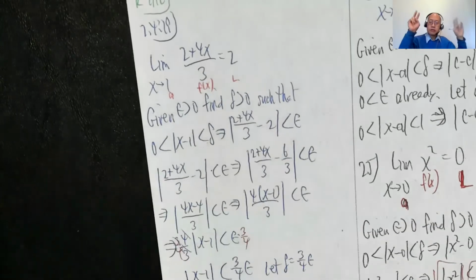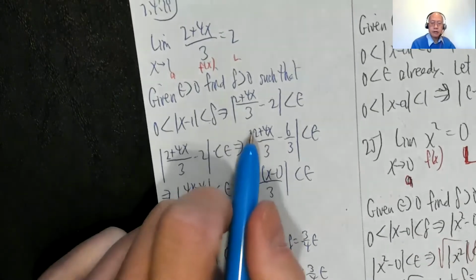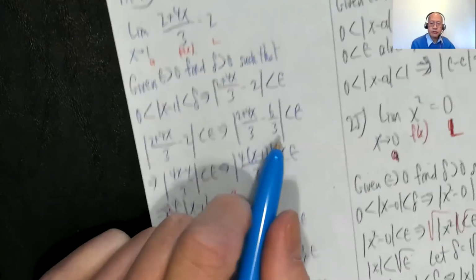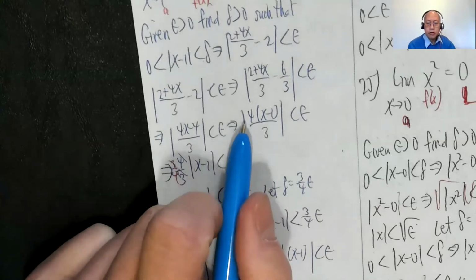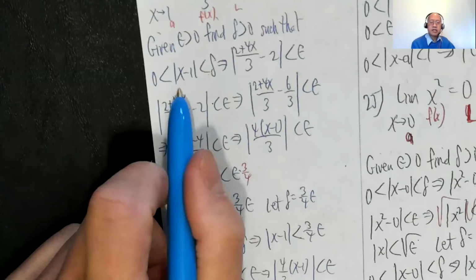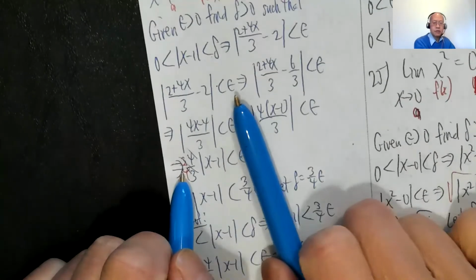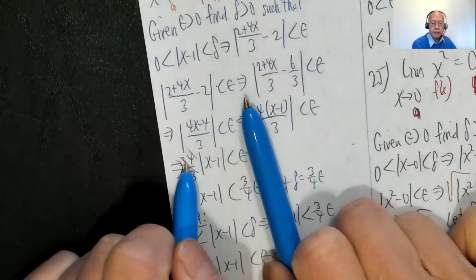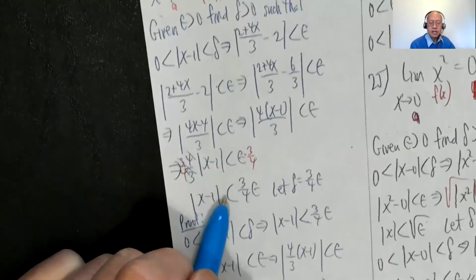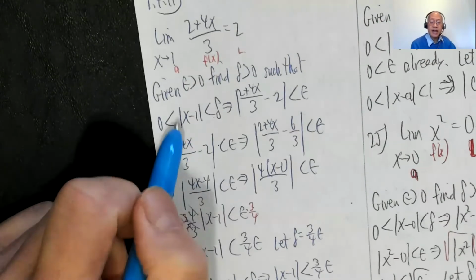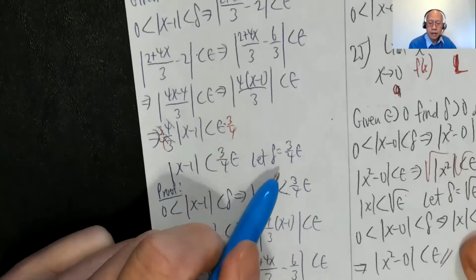Okay, scratch work, so to speak. Start off with this. I get a common denominator: 2 plus 4x over 3 minus 6 over 3. Combine, giving me 4x minus 4 over 3. Factor out the 4: 4 times x minus 1 over 3. And I want just the x minus 1, so I factor outside the 4/3. So 4/3 times absolute value of x minus 1 is less than epsilon. How do I get rid of 4/3? Multiply both sides by 3/4. So absolute value of x minus 1 is less than 3/4 epsilon. And on this side, I now have absolute value of x minus 1, so I let delta be this. So let delta be 3/4 epsilon.